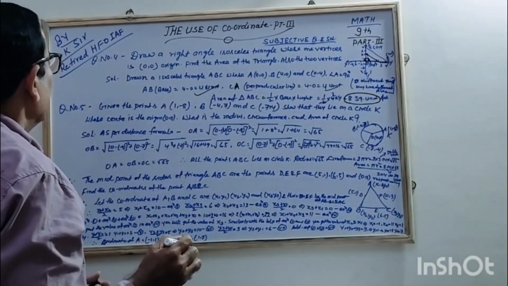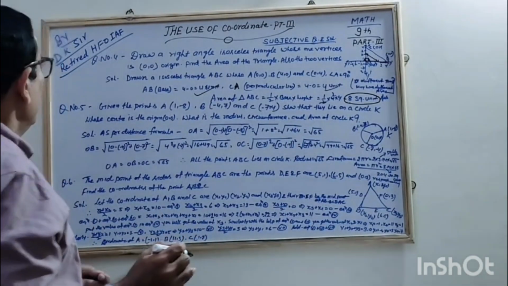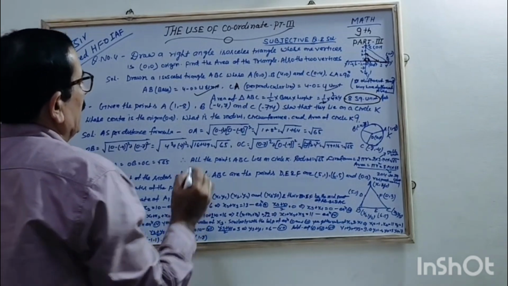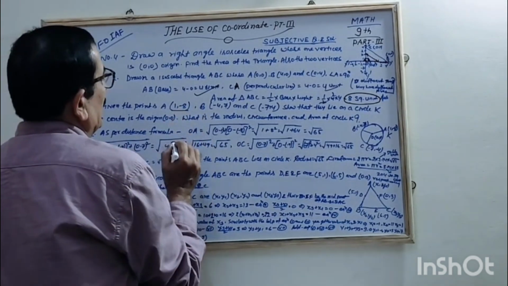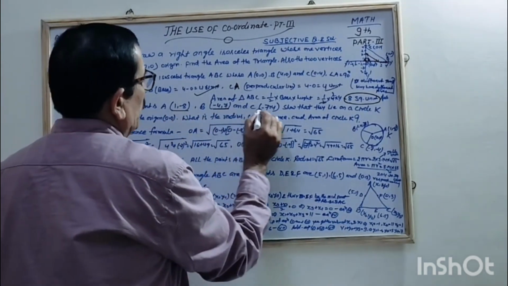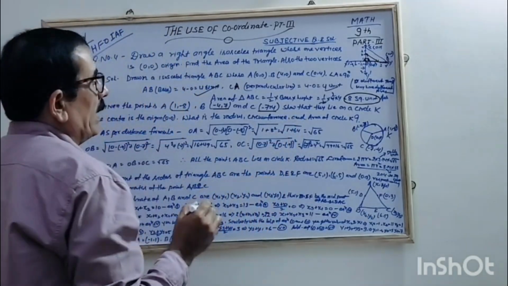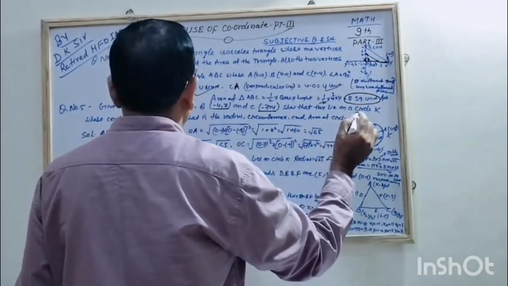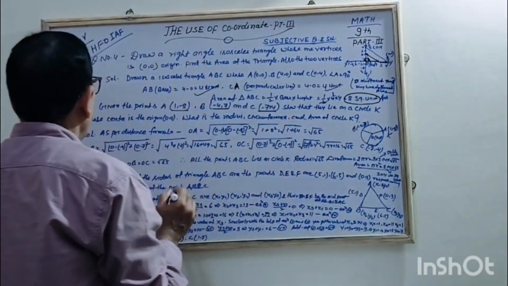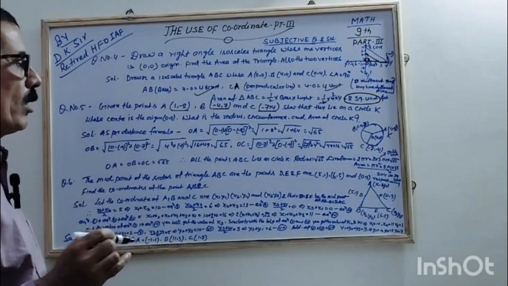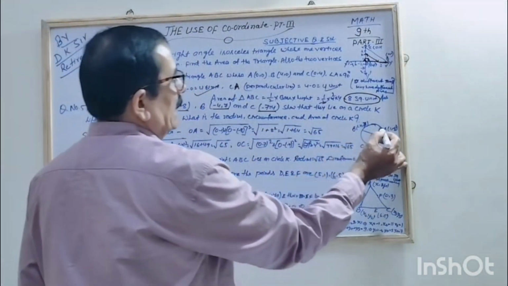Next question, number 5. The points given are A as 1, minus 8, B as minus 4, 7, and C as minus 4 and minus 7 and minus 4, so that they lie on a circle K whose center is the origin. Suppose this is the circle K.